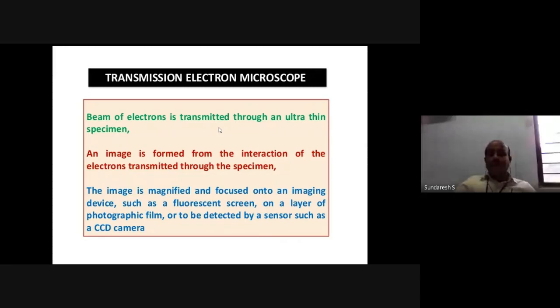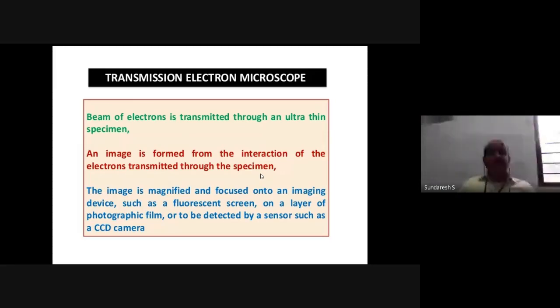Once the electrons pass through this thin specimen, an image is formed from the interaction of the electrons with the specimen. In the sense, a high beam of electrons passes through the ultra thin specimen, that specimen consists of electrons, and these two sets of electrons have an interaction, and the interaction forms an image. The image is magnified and focused onto an imaging device such as a fluorescent screen or a layer of photographic film, or is detected by a sensor such as a CCD camera.